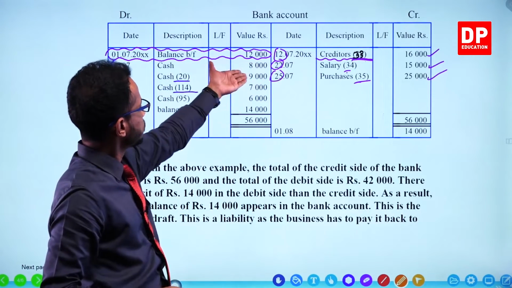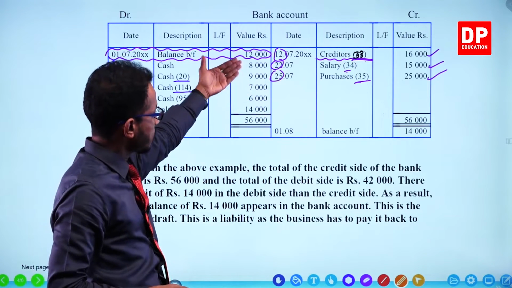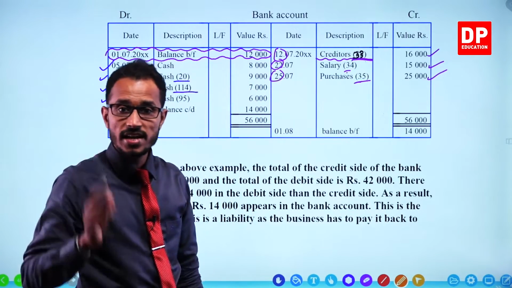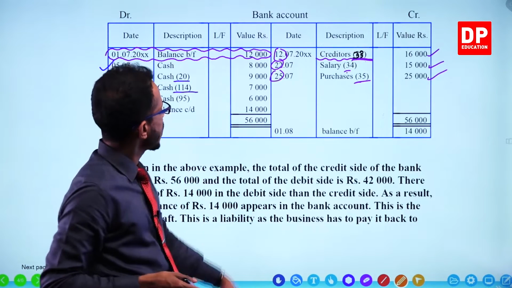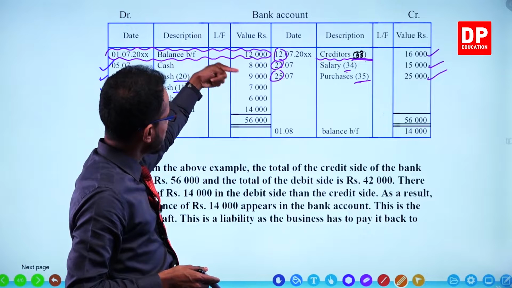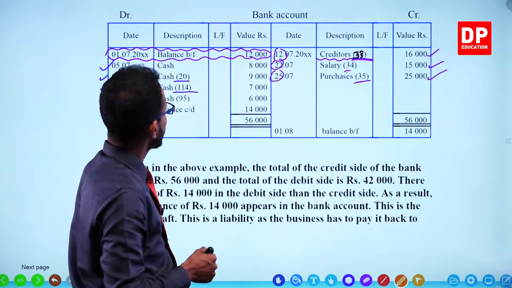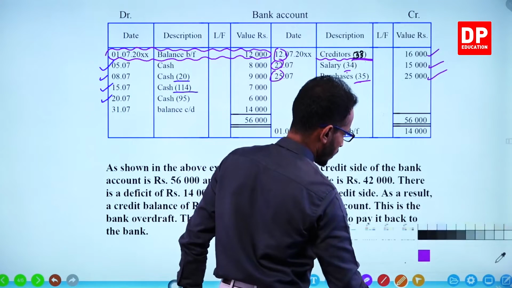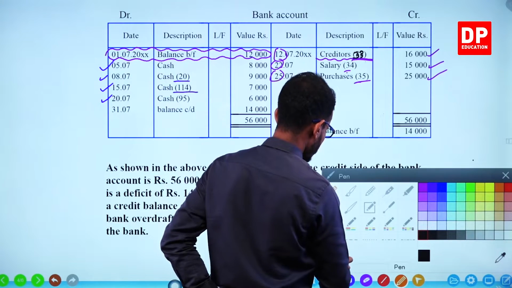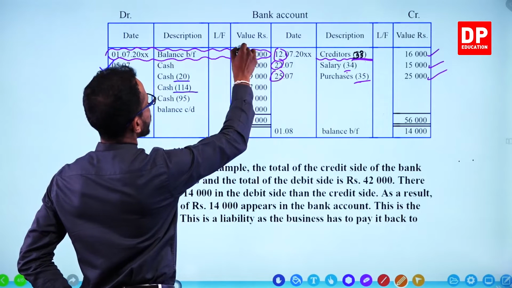Check the balance. No, not the balance. Check the total, children. Total of the debit side, total of the credit side. And you guess which side is having the higher total. 12,000 plus 8, 20, plus 9, 29, 36, 42. 42,000 on the debit side.